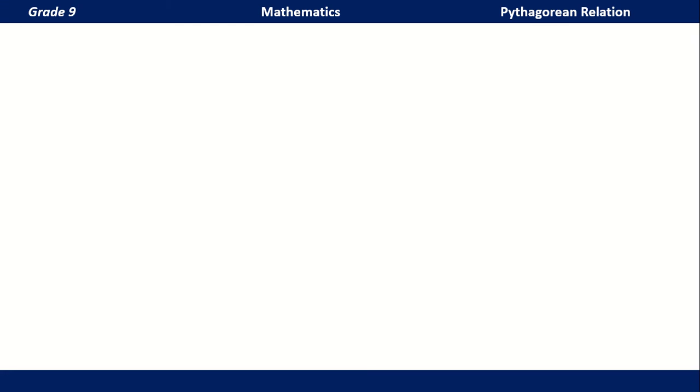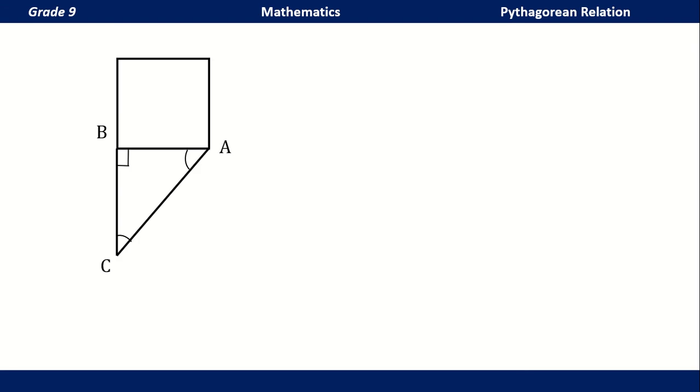Okay, now let's build up this relationship in another manner. If we draw a square on side AB, the area of the square drawn on AB will be AB times AB, it is AB squared.